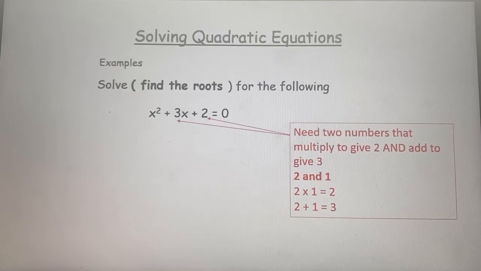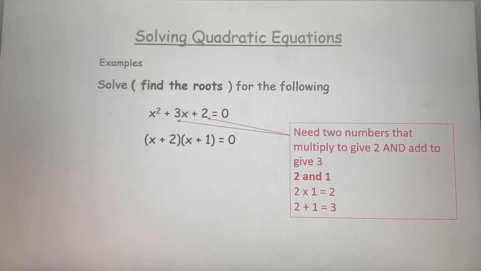The 2 on its own tells us which two numbers we need to multiply to get to 2. But also the two numbers that we need to multiply to get to 2 also need to add to give us 3. So 2 is a prime number, so there's only actually two numbers that it can be, which is 2 and 1. So 2 times 1 is 2, which is what we've got for the final term, and in the middle term we can still use those numbers. 2 plus 1 is 3. So that tells us our two values that we're going to put in our brackets.